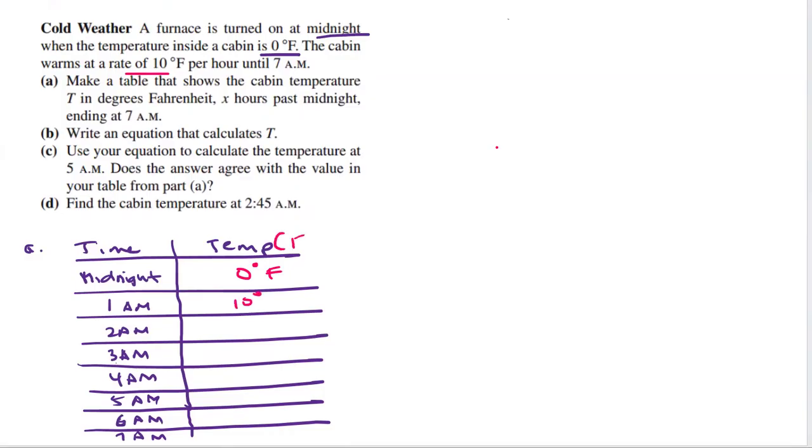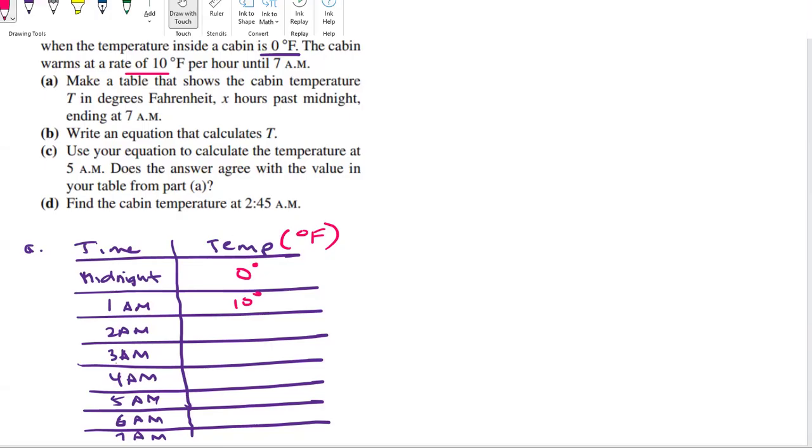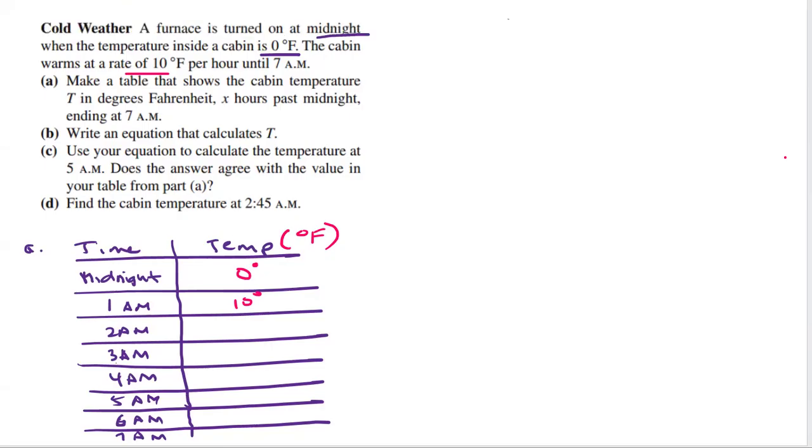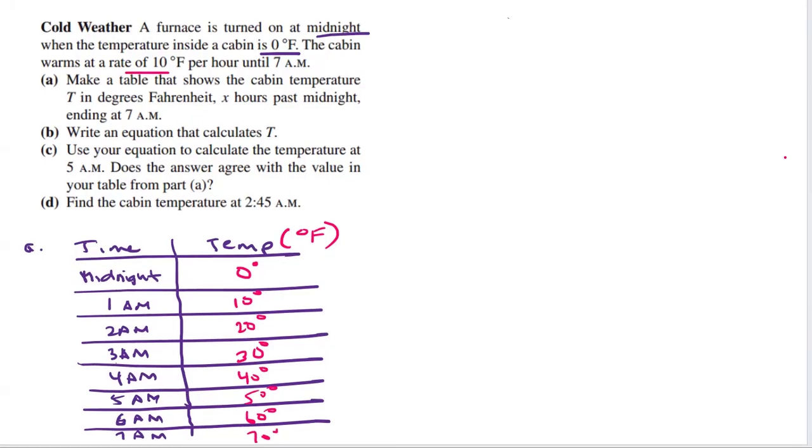All right, so I'll just put degrees in Fahrenheit. All right, so 2 a.m. that would be 20 degrees. 3 a.m. that'd be 30 degrees, so on and so forth, correct? Okay. So that's A, right? So this is what we have for A.